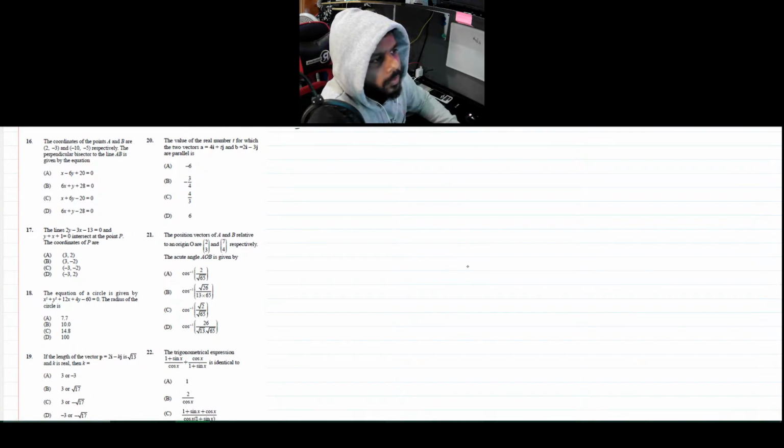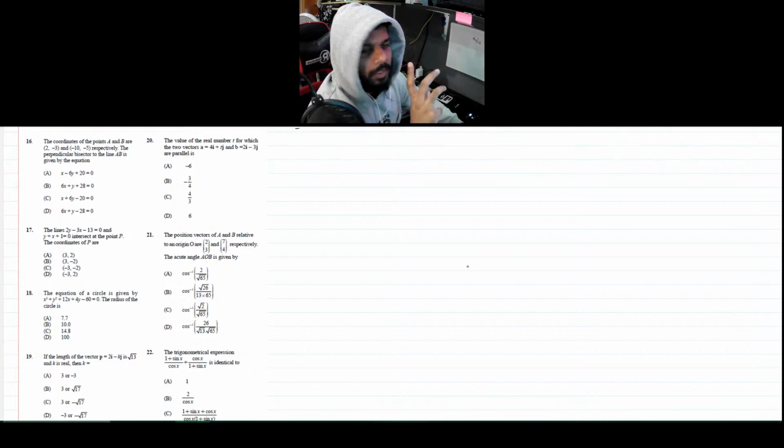The coordinates of the points A and B are given. The perpendicular bisector to the line AB is given by the equation. Alright, so first things first, I'll check the gradient of each of the answers and see if all of them are different. So the gradient of the first one, when I move the x across, I'll get the gradient is 1/6. Okay, so it has some gradients here that are the same. So what are we going to do?